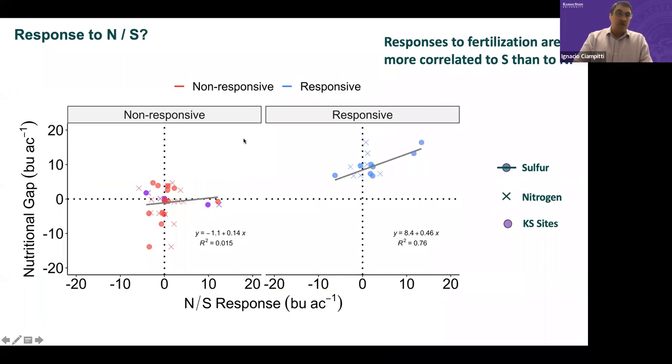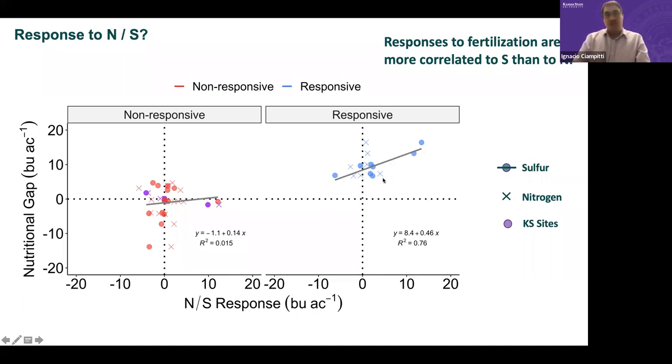And when you are asking yield response to what? Well, in many situations, if you look at non-responsive, there was nothing. There was no response in terms of yield. Here, the nutritional gap shows a difference in what the yield response will be. And then the main point to emphasize here is that for the responsive sites, their yield response in many situations, this nutritional gap is connected to sulfur.